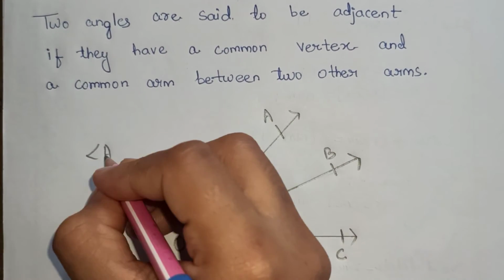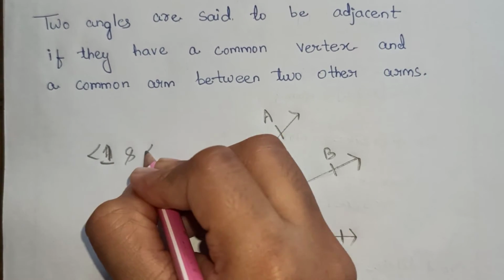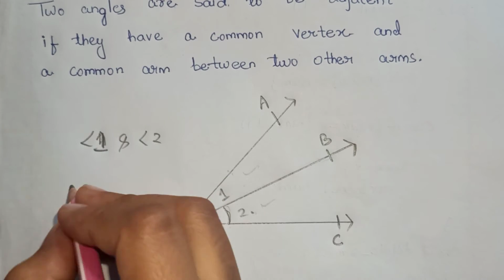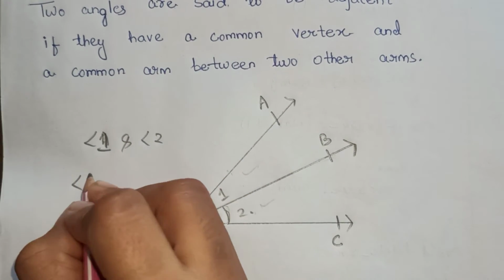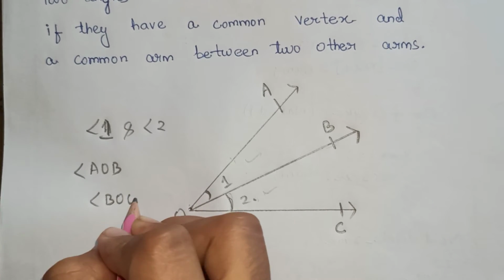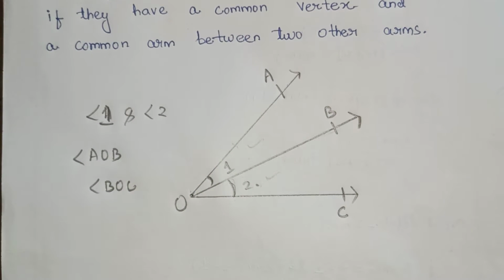Angle 1 and angle 2 are adjacent angles. Angle 1 we can also write as angle AOB, and angle 2 we can write as angle BOC. So angle AOB and angle BOC form adjacent angles. This is what we have to remember, that two adjacent angles are the angles which have a common arm between them and also a common vertex.